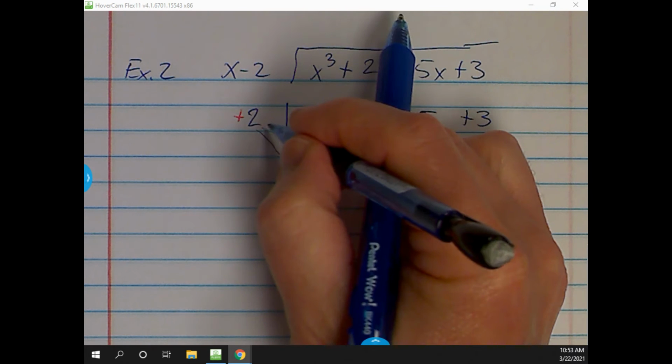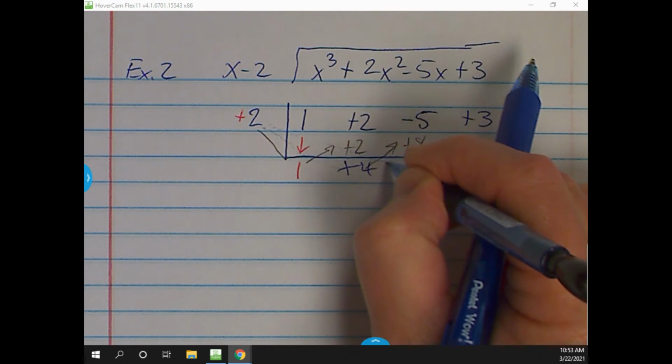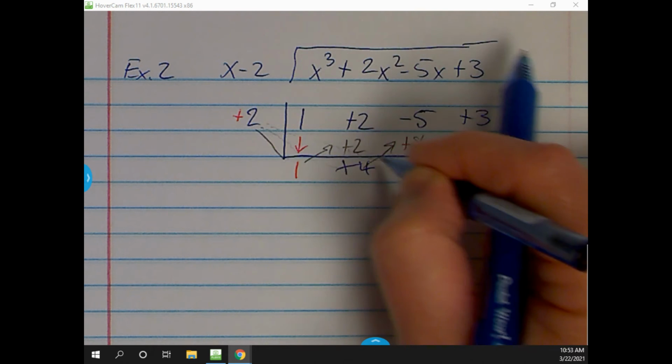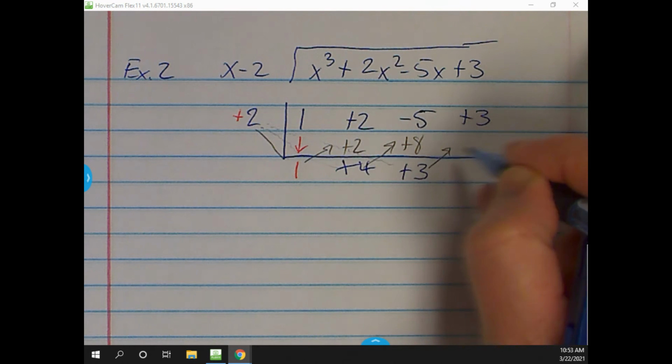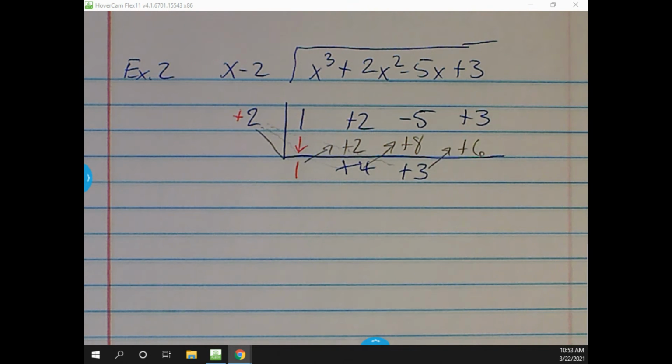And now we're going to multiply. Then we have to kind of do dash lines on this one. We're going to do positive 2 times positive 3, which would be a positive 6. And then 6 plus 3 is 9.